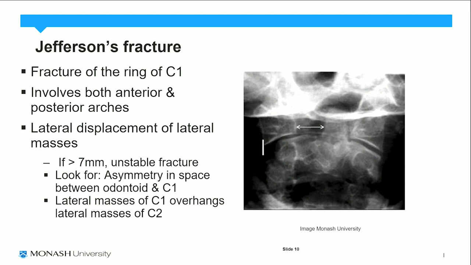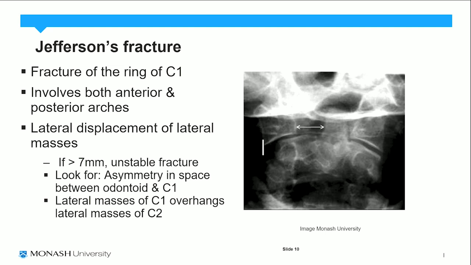Jefferson's fracture is a fracture of the ring of C1, and as you are aware, when there is a ring-like structure, you should suspect more than one pathology, and therefore it involves both the anterior and the posterior arcs. What you should look for on the open mouth view is lateral displacement of the lateral masses. If it is greater than 7 millimeters, then you should suspect an unstable fracture.